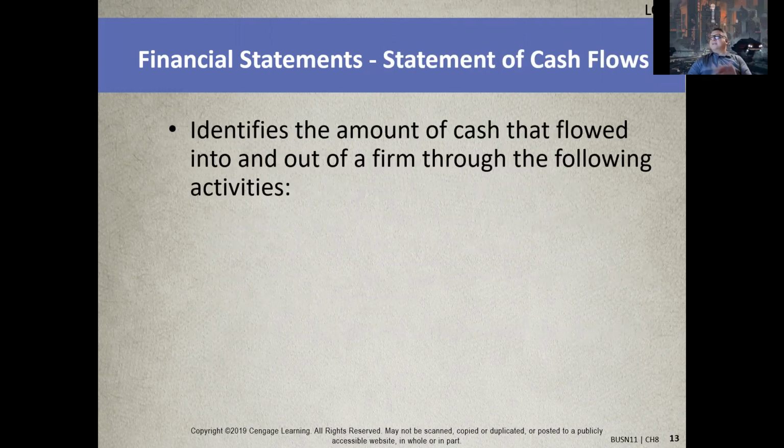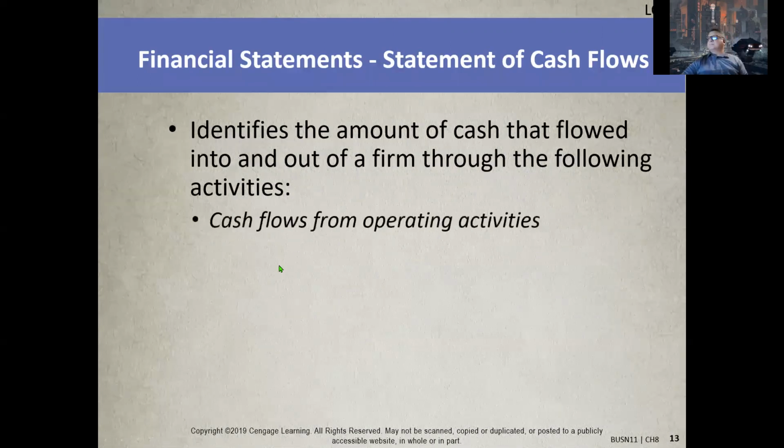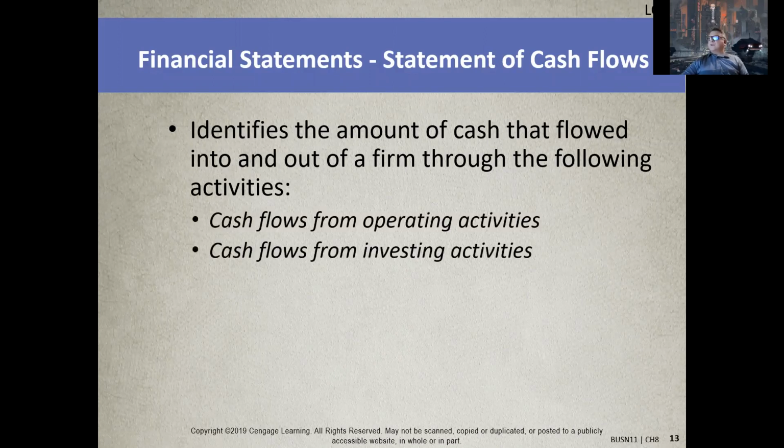Okay, financial statements: a statement of cash flows. It identifies the amount of cash that flowed into and out of the firm through the following activities. Cash flows from operating activities, cash flows from investing activities, also investment, right? I think Bob always says there are 3 ways to make money: work for somebody, work for yourself, or let your investments pay you. But investments are a tricky thing.